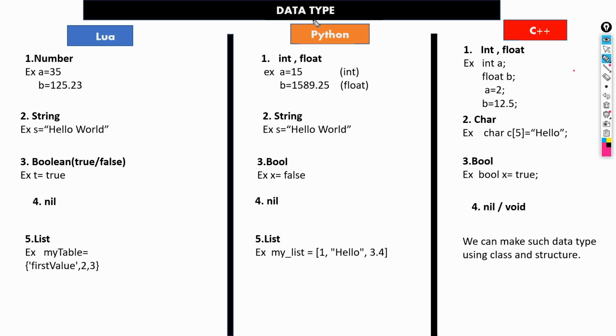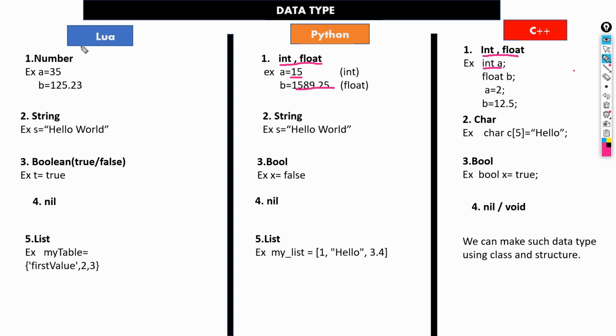Let's talk about the data types in Lua. I have compared Python, Lua and C++. In C++, int and float are data types, and in Python also there are int and float. These are the data types we define like this. In C++, firstly we define the variable, then we use it. In Python, it is used automatically.